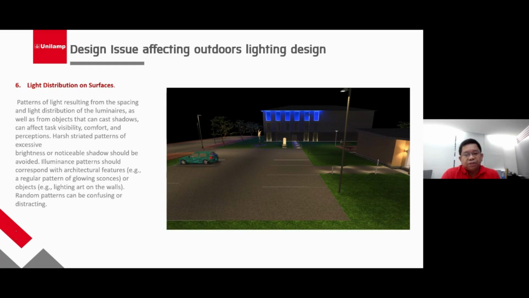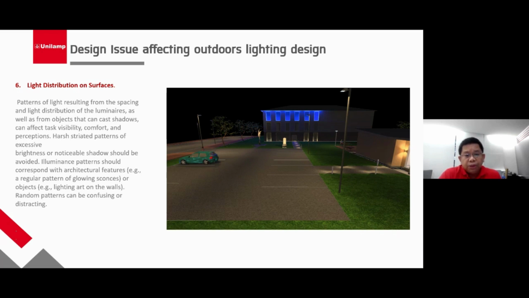Lighting distributions on surfaces. So these are all outdoor applications, especially for luminaires, not only the shapes, forms, and the wattage, but we also need to consider the proper lighting distributions. Like for street lighting, we have so many types like T1, T2, T3, T4. So these are all the things that we need to consider. We have medium beam, wide beam, or probably extra wide beam.